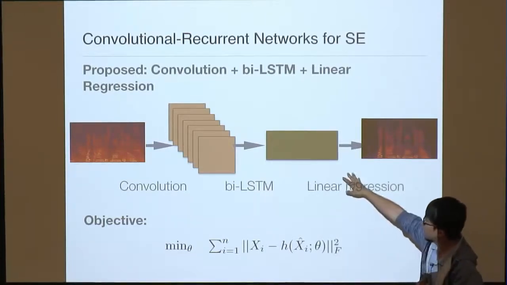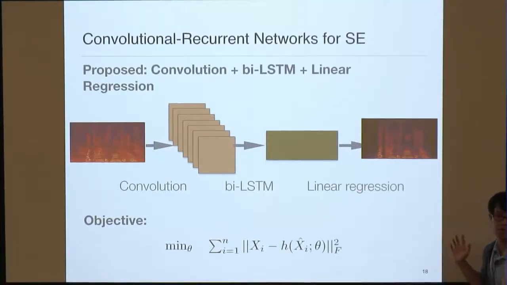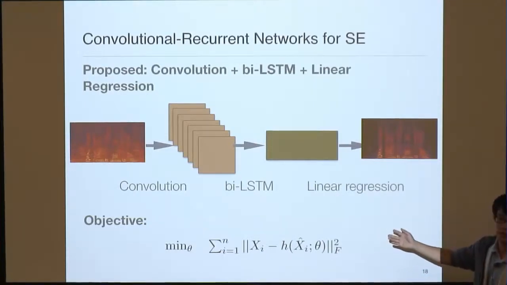After we get the output of bidirectional LSTM, we just apply a very simple linear regression to regress from the intermediate feature map to the final output, which is the clean spectrogram. The objective function here is very simple. We just use Frobenius norm, which is the mean square error between two matrices. And this is differentiable. We can use different kinds of optimization algorithms to optimize this objective function to find the best parameters for this model.